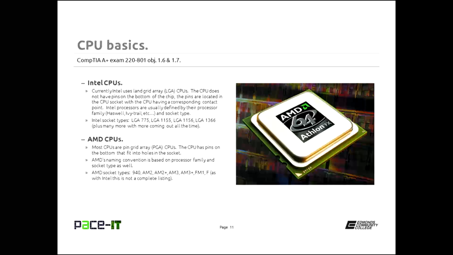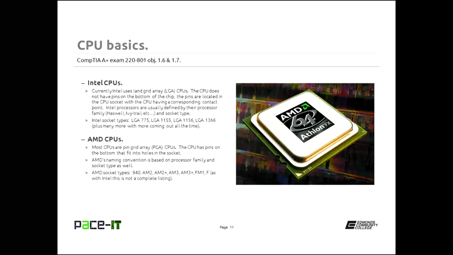Now, AMD's naming convention is also based on processor family and socket type as well. More often than not, you'll see them referred to by the socket type. Some socket types that you need to know about are the 940, the AM2, the AM2+, the AM3, the AM3+, the FM1, and the F. And as with Intel, this is not a complete listing.